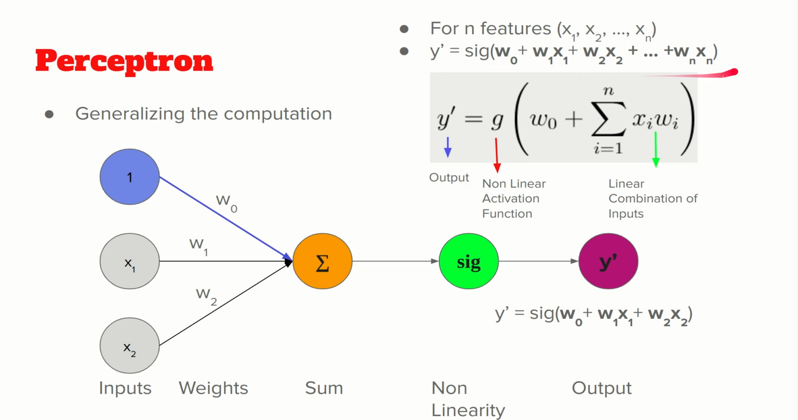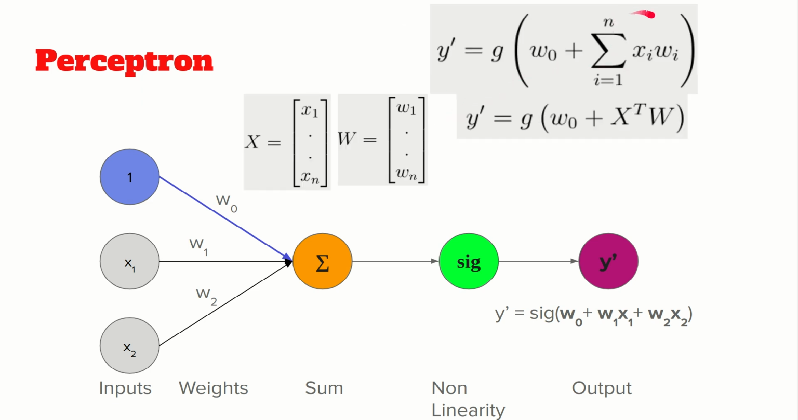We can write it in a mathematical notation as I have shown over here. In mathematical notation, we can represent the sum w1 x1 up to wn xn as a summation over xi wi, where i is ranging from 1 to n. Then we are simply having w0. This g represents a non-linear function, which is sigmoid in this case. If I explain each term individually, this is the linear combination of inputs, this is the non-linear activation function that we are applying, and in our case the non-linear function is the sigmoid function, and y prime is the output that we are having.